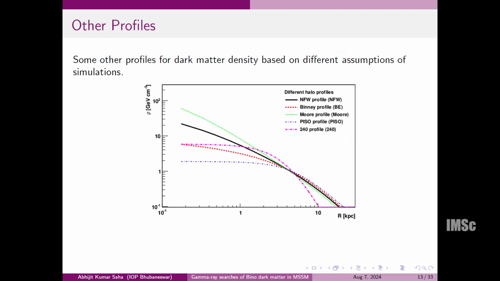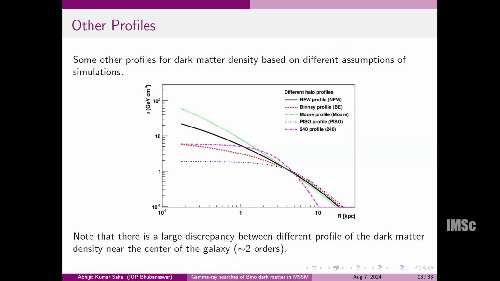There are other profiles also, like the Burkert profile and the Moore profile. They have many different motivations. You may look at the literature and see the blue one is a PISO profile and the green one is the Moore profile. So there is almost a 2 to 4 order deviation. If you calculate the gamma ray flux using all of these profiles, you have results which differ by 2 orders. That is huge. This is all because of the uncertainties involved in the observational and statistical data, which lead us to propose different kinds of profiles. So there is a large discrepancy between different profiles of dark matter density near the center of the galaxy. Yes, that is a very interesting point. When you are far from the galactic center, all of them converge almost, but the discrepancy appears mostly in the center.